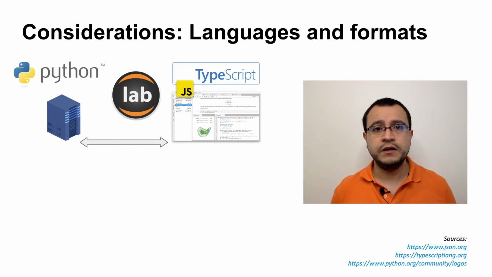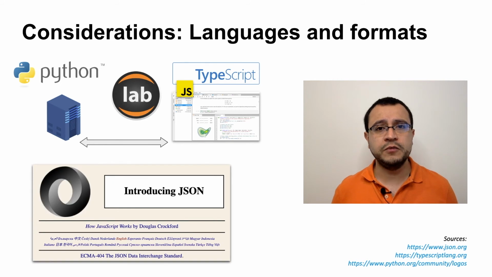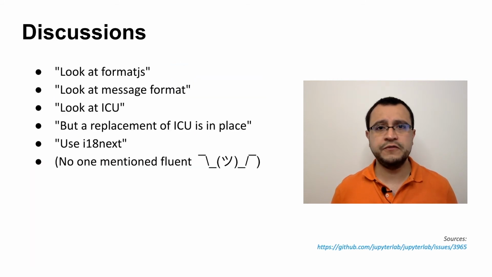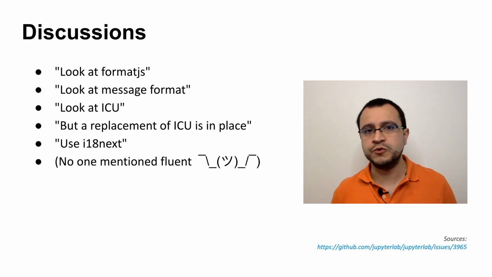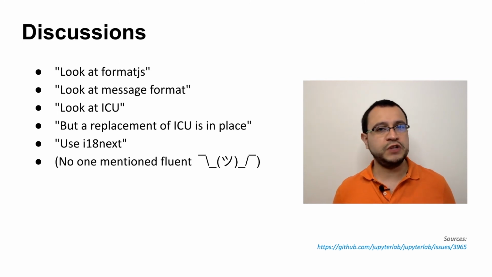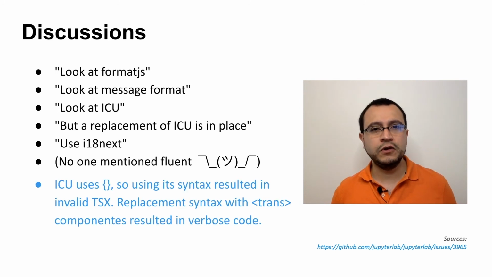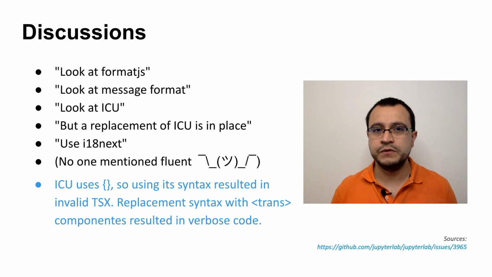So there are different sources of documents that we have to take care of. There were some discussions on different things available, some that suggested taking care of some frameworks or modules using another one. ICU, but it's actually changing the format, so maybe we should wait. Fluent was not really mentioned, which doesn't mean it's not a valid choice. But something I wanted to highlight from ICU is that the use of curly braces resulted in some invalid TSX for some cases, and the alternative turned out to be very verbose.